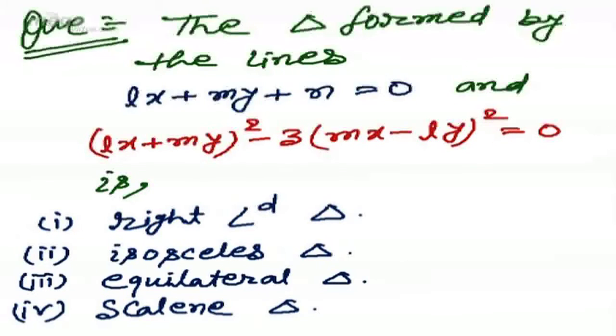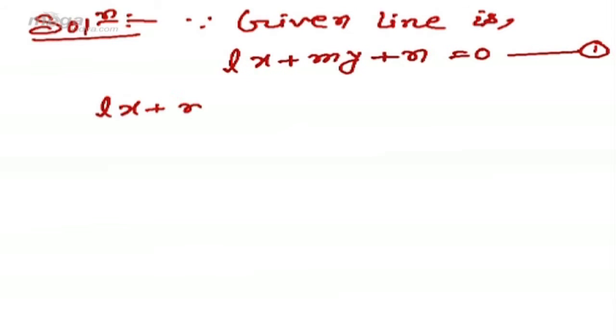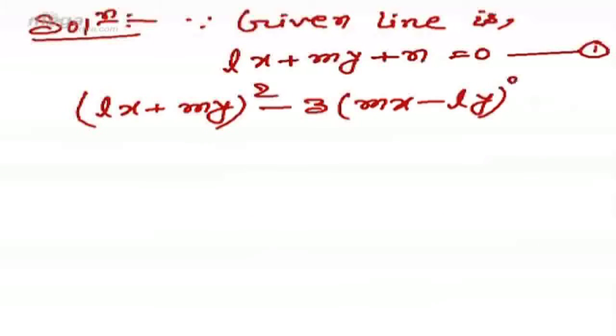So first of all, we will find the angle between the two lines. How will we find it? Since the first line is given here, lx + my + n = 0, and the second line, which is given as a quadratic equation, will represent a pair of straight lines: (lx + my)² - 3(mx - ly)² = 0. This is your second equation.